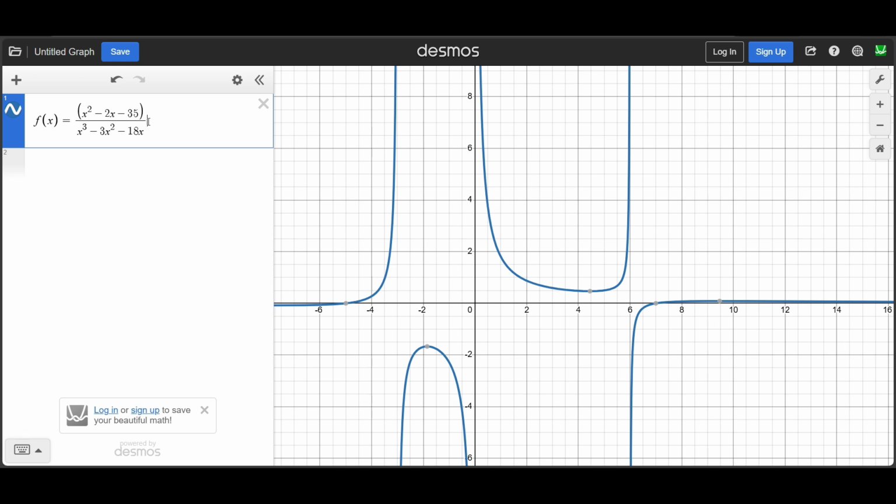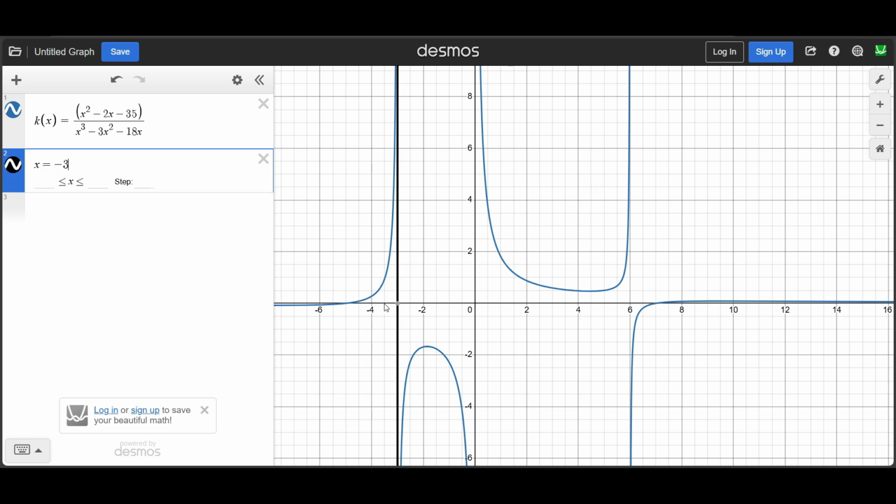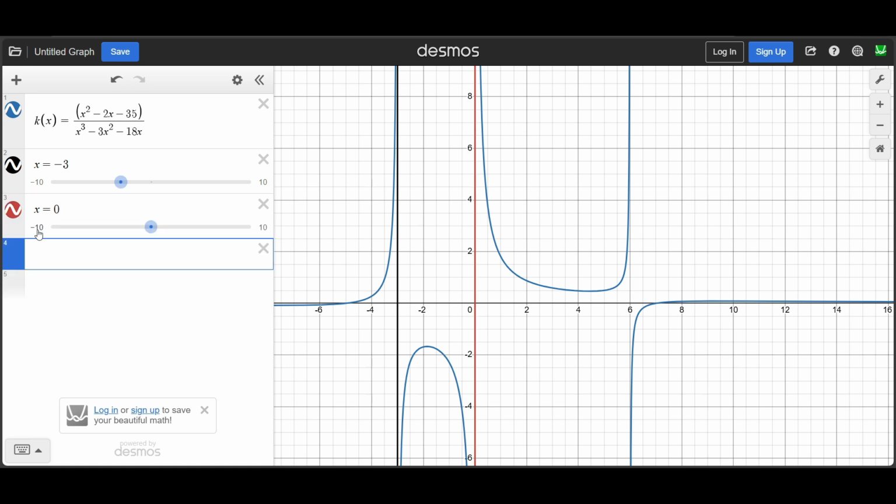We have just written the equation of our choice. This is the graph of k of x. This is the function k of x. And this is the vertical asymptote at x equals negative 3. So k of x will not touch this. And x equals 0, the second vertical asymptote. And the last one is at x equals 6.